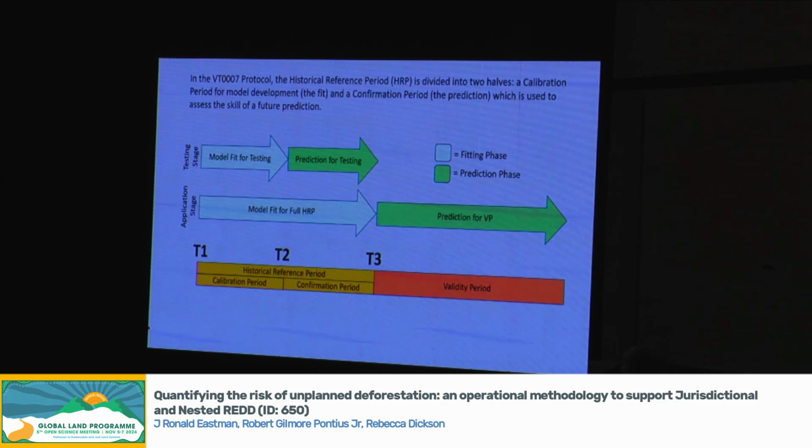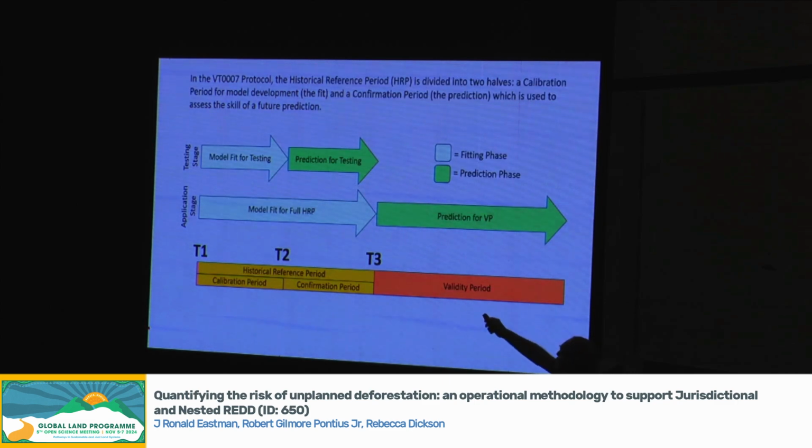All right, so our historical reference period goes from T1 to T3, and we divide it in the middle at T2, so that over the entire historical period, we have two periods: a calibration period, the first half, and then a confirmation period in the second half. Those are used for testing, all right? This is how we test whether or not an empirical model is going to be an improvement.